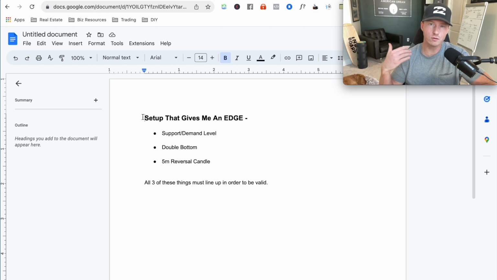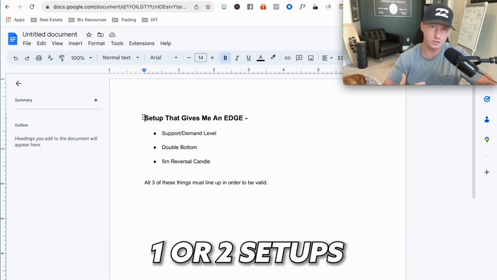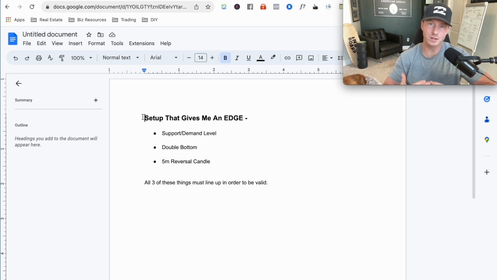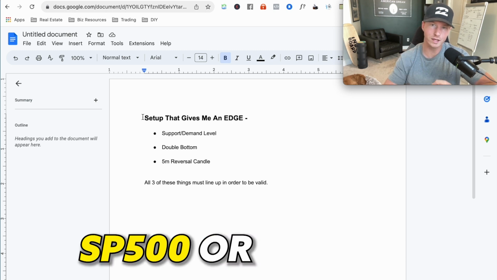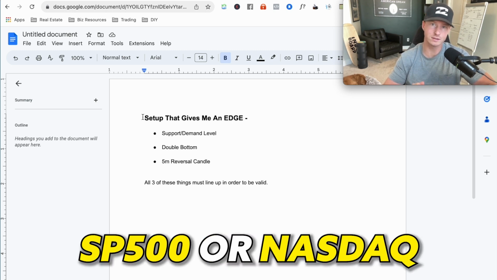So let's go ahead and go over an example of one of my setups that I like to trade with. Now keep in mind, I usually trade with like 4 different setups. If you're just starting out, I'd recommend 1 or 2, right? Figure out one setup that gives you an edge and then you can do more if you want to. And keep in mind, I use this setup on the S&P 500 or the NASDAQ. That's pretty much the only 2 things I trade as well.